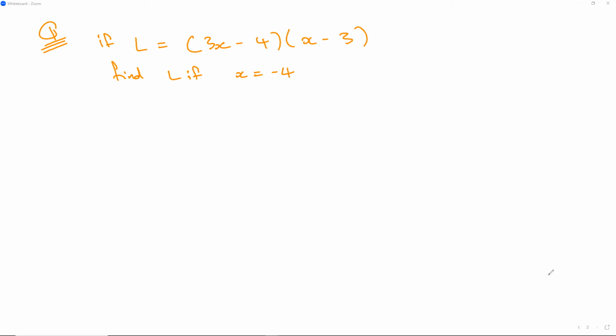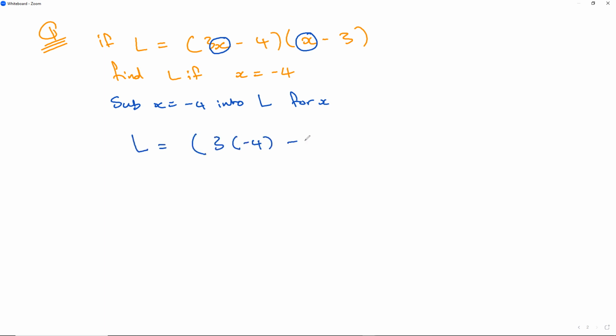Let's jump into this one here. So firstly, it says x equals -4. What we have to do here is substitute x equals -4 into L for x. So wherever x is, we're going to replace that with -4. And it's best to use a bracket to ensure that you have accuracy every single time.